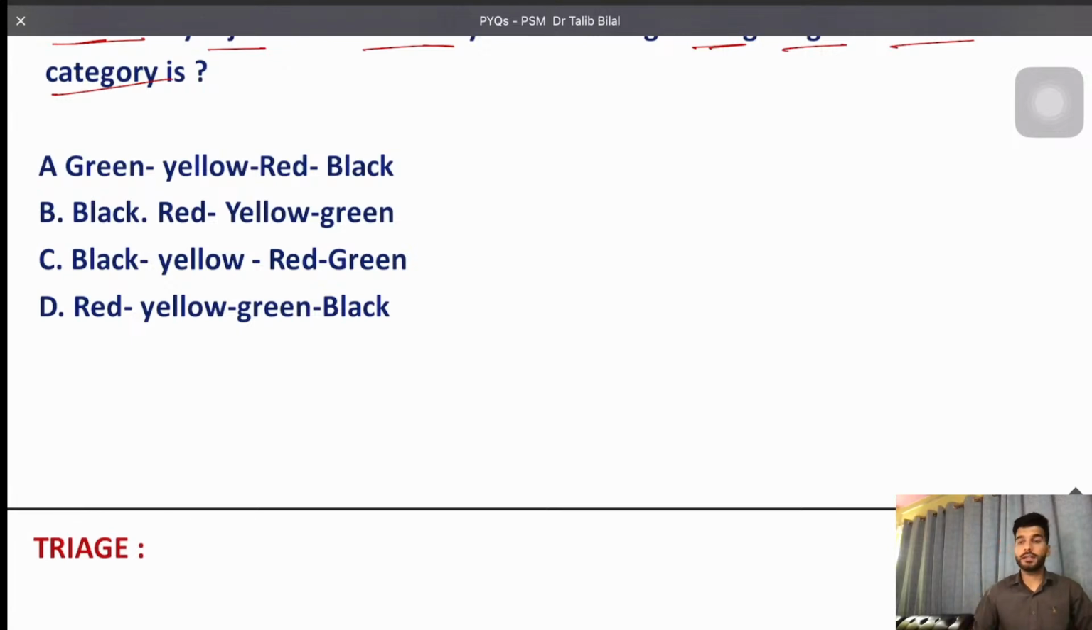A, B, C, or D? Yes, correct. It's red, yellow, green, black. The answer is D, red, yellow, green, black.